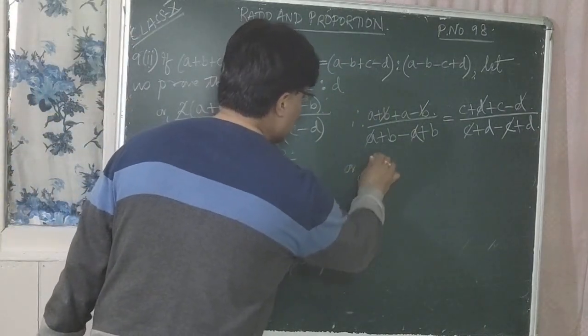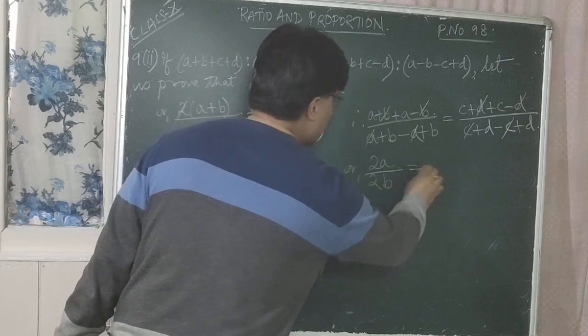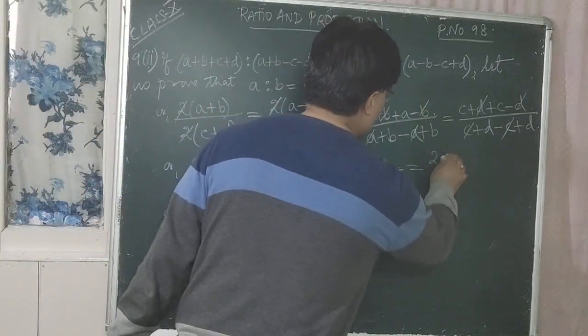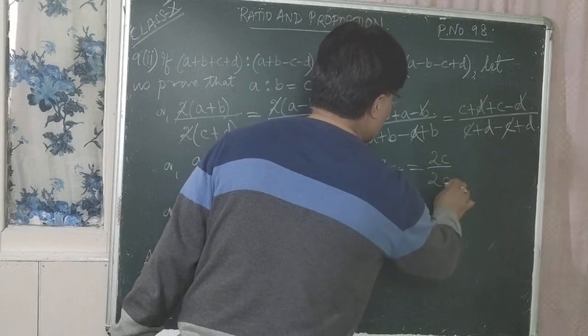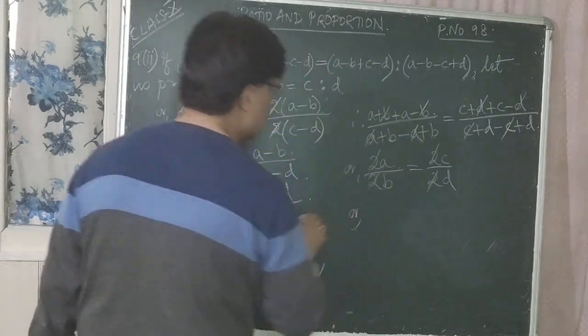What is A plus A? Same sign, add them: 2A. What is B plus B? 2B is equal to, what is C plus C? 2C divided by, what is D plus D? It is 2D. So here 2 gets cancelled, here 2 gets cancelled.